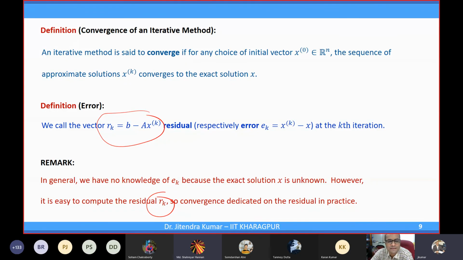Sir, what is condition number, sir? I didn't understand. You can leave it actually, I would say.